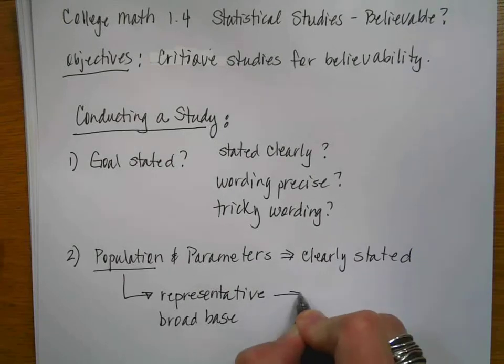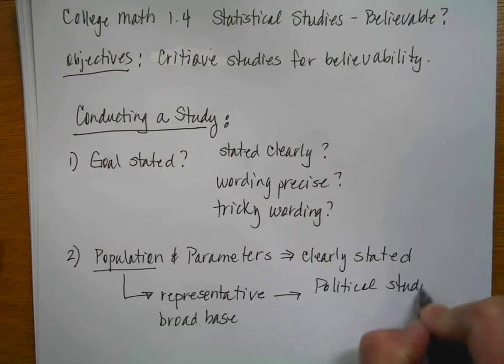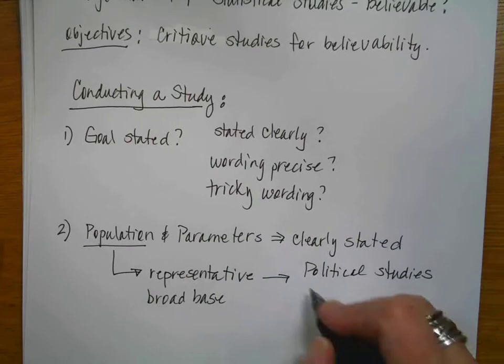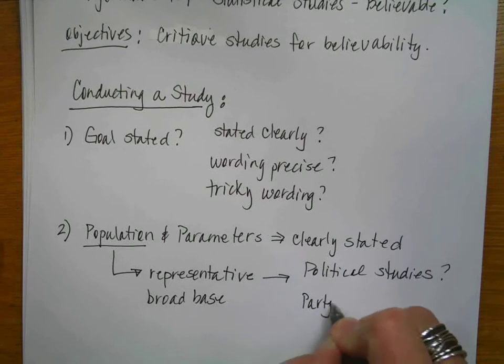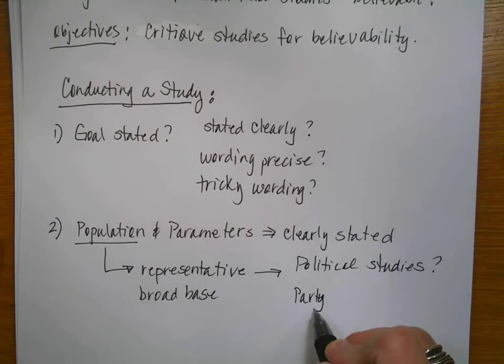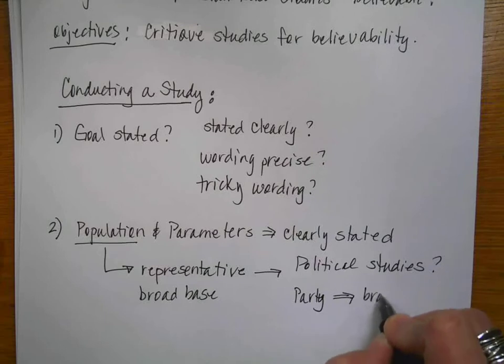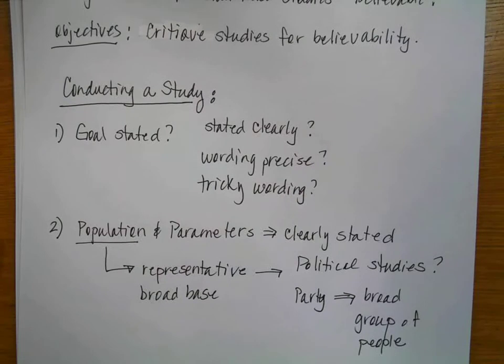An example of this would be political studies. Who are they using as their population? If I'm looking at a particular party, there are jobs that tend to be heavily biased in particular parties. So am I doing a broad group of people so that I can get an accurate representation? I want to know, does my population really reflect a broad group of people?